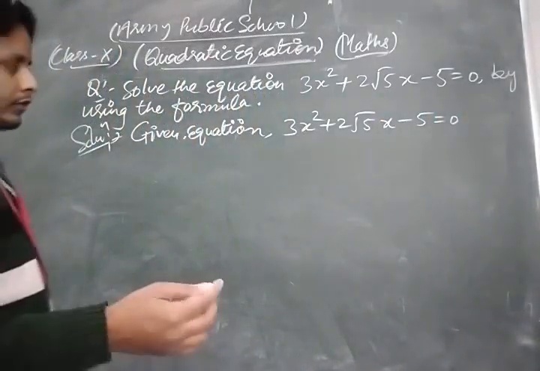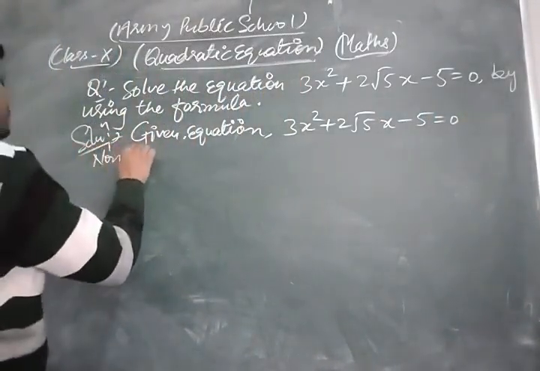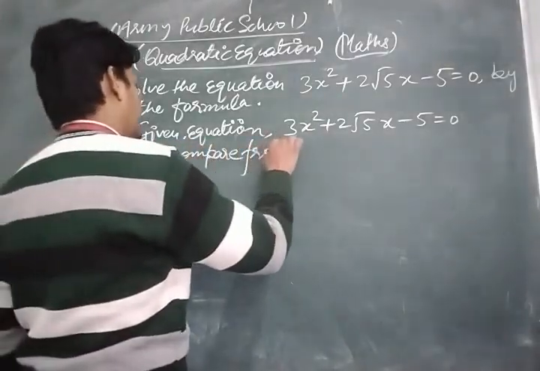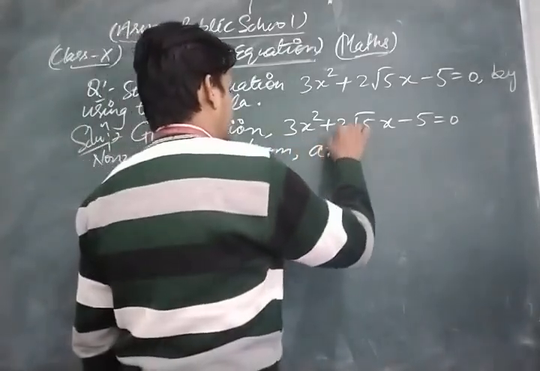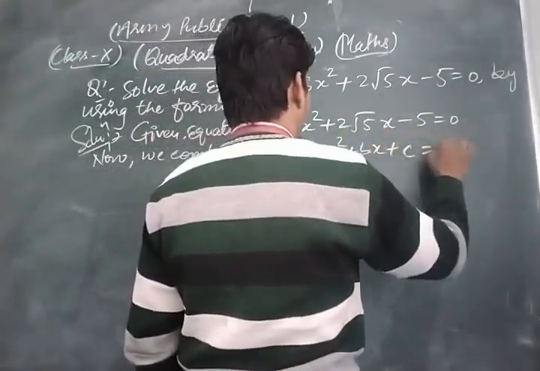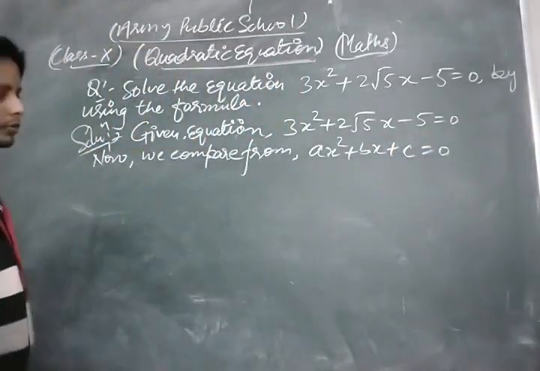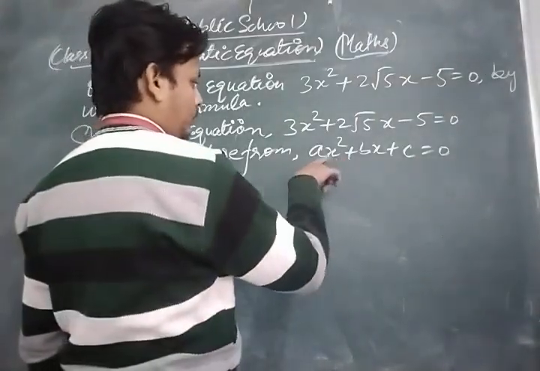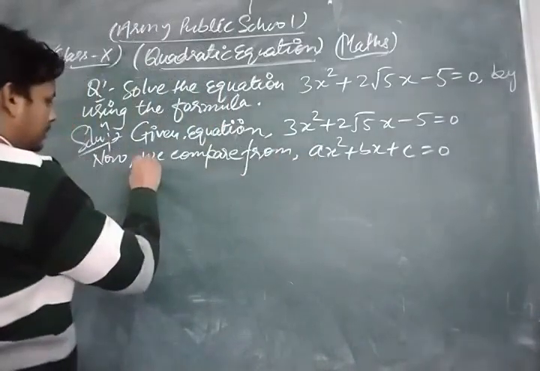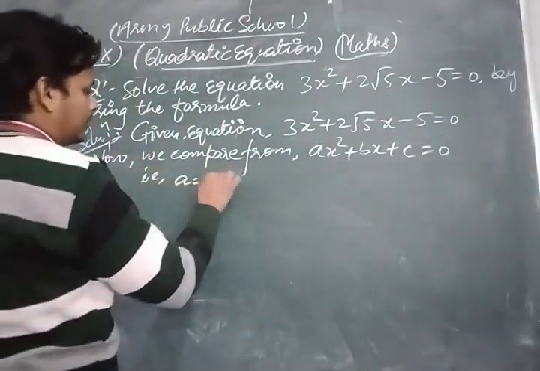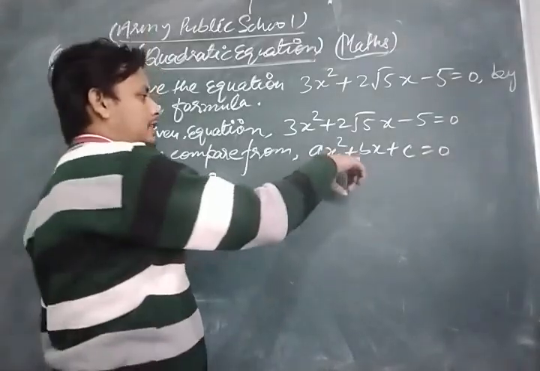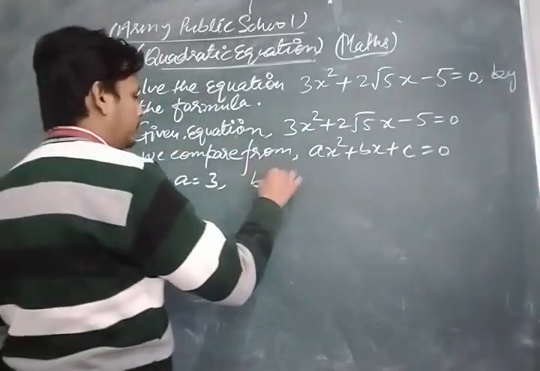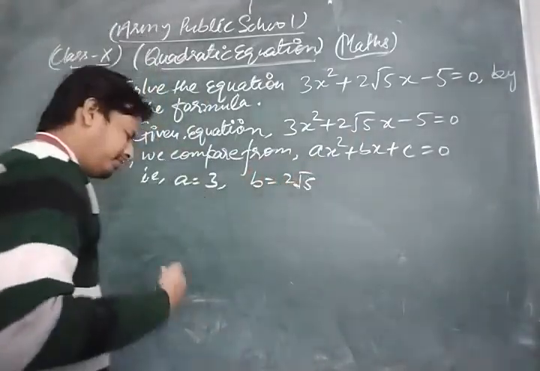Now we compare with the equation ax square plus bx plus c is equal to 0. This is the general form of the quadratic equation. So here, the coefficient of x square is a, here that is 3, so the value of a is 3. Now b is the coefficient of x, here the coefficient of x is 2 root 5. So here the value of b is 2 under root 5.